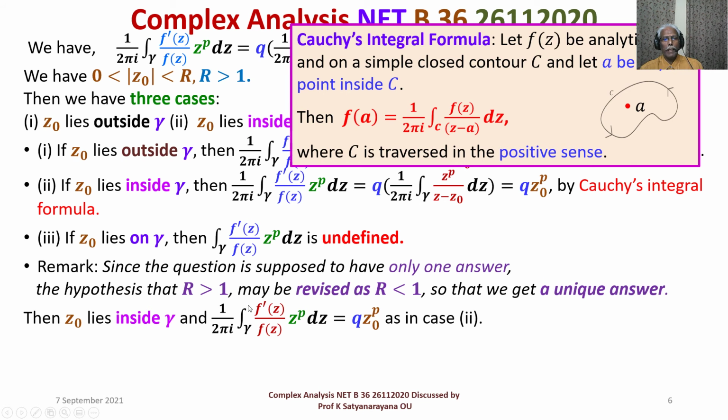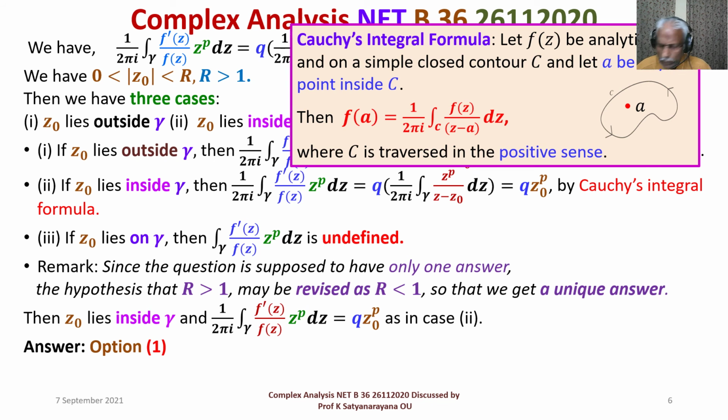And 1 by 2 pi integral taken over gamma f prime z by f z into z to the power of p dz is equal to q into z naught to the power of p, as in the case 2. As in the case 2, we get this answer. And the answer is option 1. So that is the modification that we have done in this case. Now, actually, the discussion comes to an end.